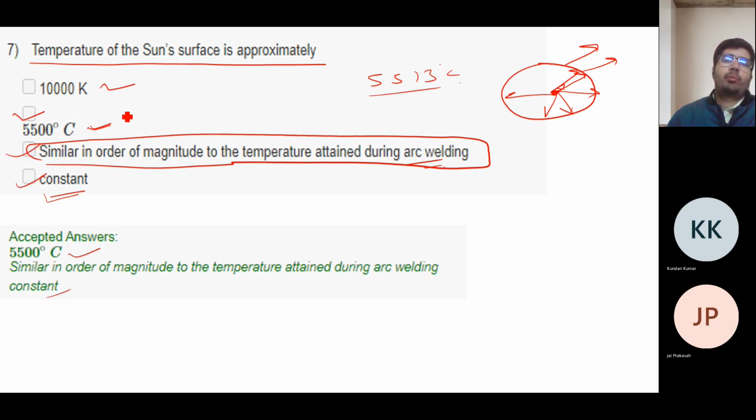The temperature of the Sun's surface is approximately constant. It is around 5,500 degrees centigrade, and it is similar in order of magnitude to the temperature attained during arc welding. So all three of these options are correct.